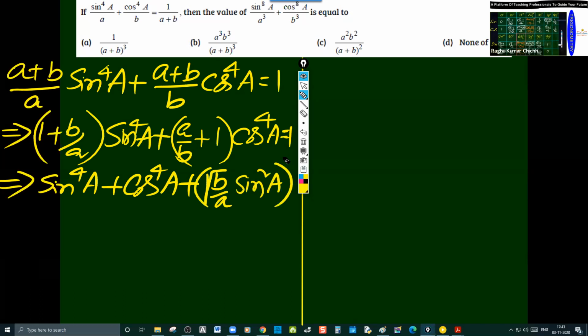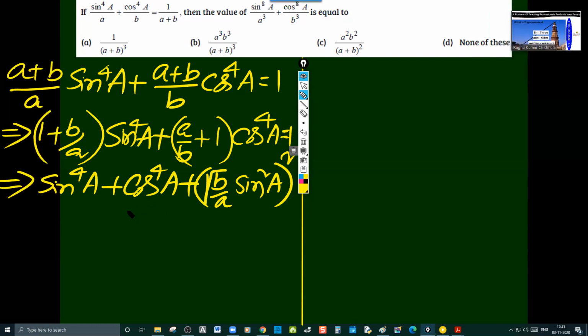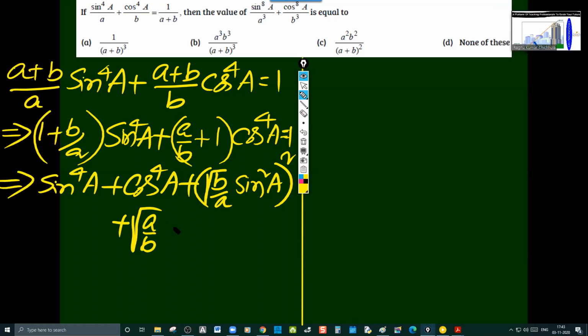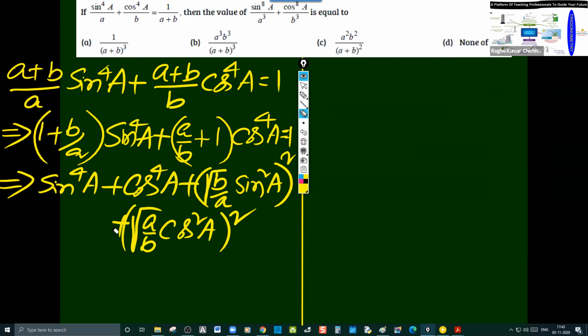Maurya, you have to confirm whether you understand this one. Plus, similarly, tell me the second part of it. (Root over A by B into cos square A) whole square, is equal to 1. Okay, now what am I planning here?